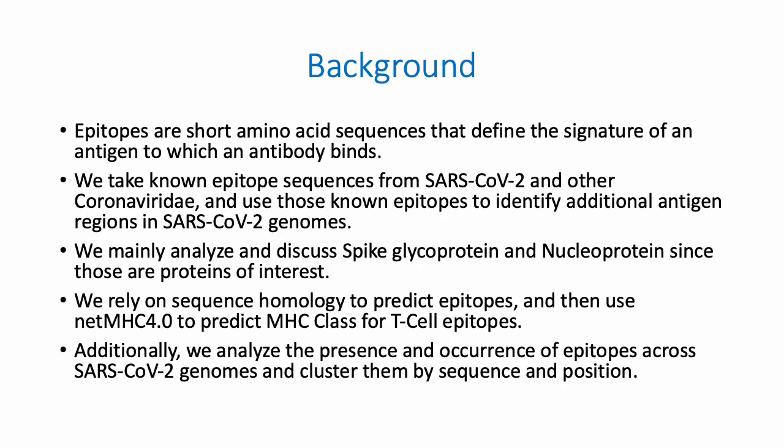So first of all, to start with some background, epitopes are short amino acid sequences that define the signature of an antigen to which an antibody binds. In this work, what we are doing is that we take known epitopes from SARS-CoV-2 and other coronaviridae and use that to identify additional antigen regions in SARS-CoV-2 genomes. We mainly analyze and discuss spike glycoprotein and nucleoprotein since those are proteins of interest.